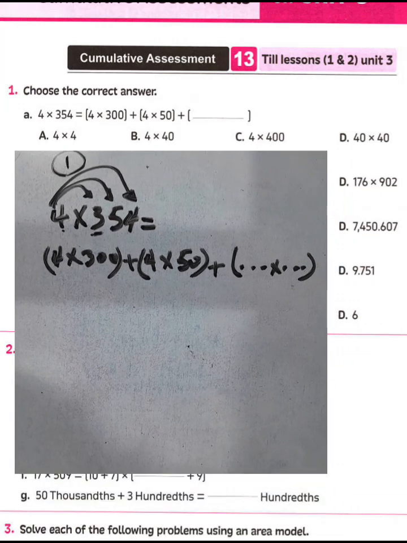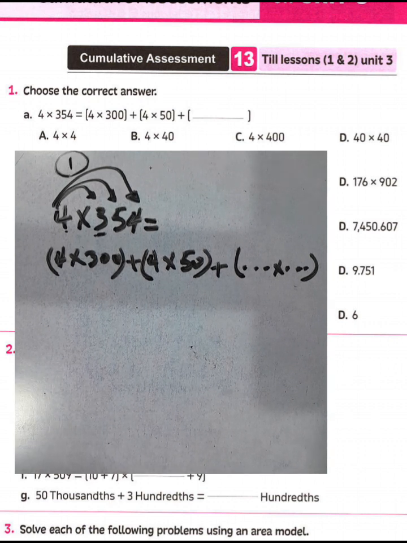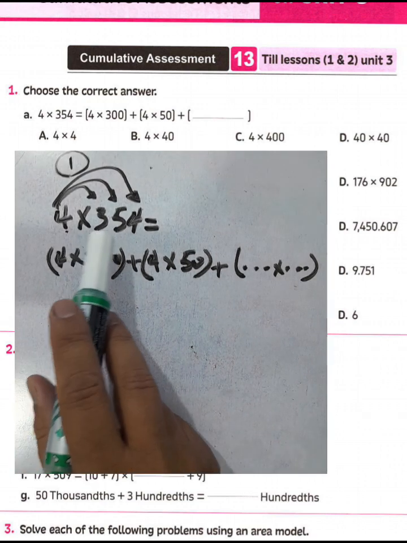Hello, grade 5. Today we'll solve from the Ma'asir book, Cognitive Assessment number 13, lessons 1 and 2 of unit 3. Look at question number 1 here.